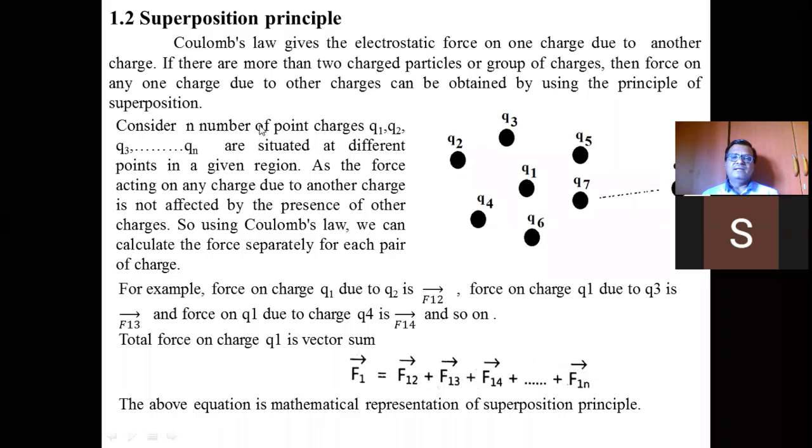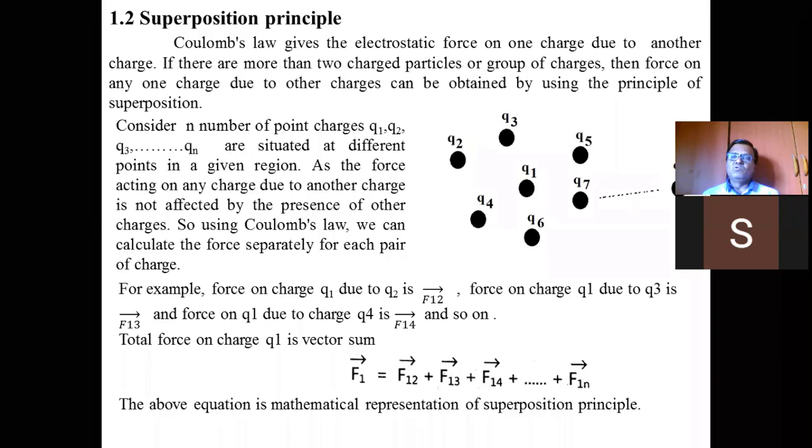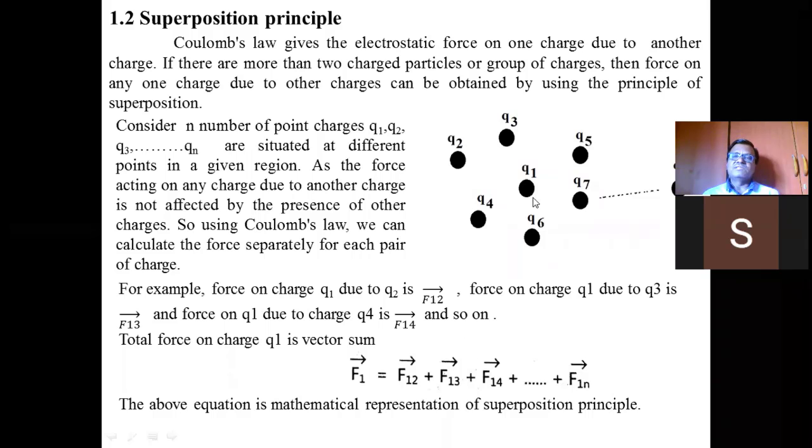That is F2 bar is equal to F21 bar plus F23 bar plus F24 bar plus F25 bar plus up to F2n bar. In this way, we can calculate the force exerted on any one charge due to the presence of all other charges. This is called the superposition principle.